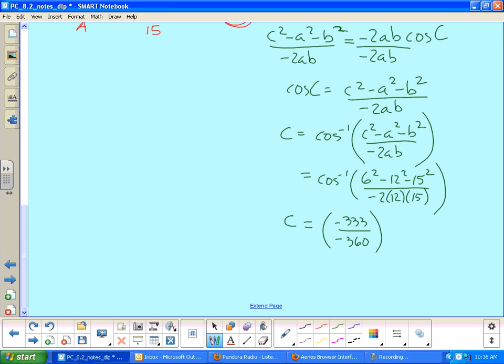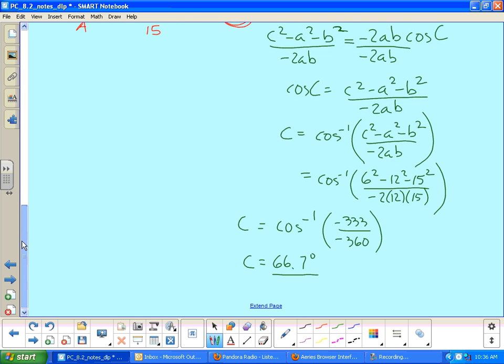Wait, oh, I forgot to multiply by 6. Oh, that should be doing the inverse of that. Are my numbers right there, guys? Yeah. Okay, so what do we end up with? What is C? 66 point, all right, let's just go to 10. 66.7 degrees.